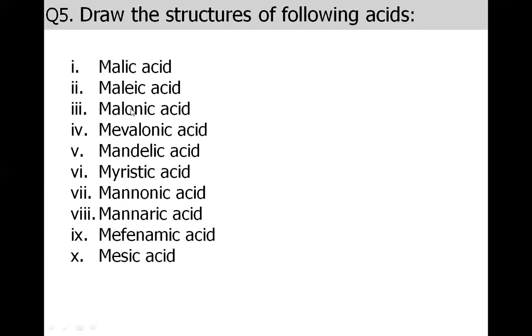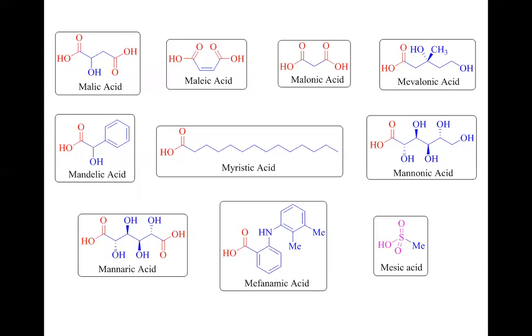So malic acid, maleic acid, malonic acid, mevalonic acid, mandelic acid, myristic acid, mannonic acid, mannaric acid, mefenamic acid, and mesic acid. So the structures of these acids are these. First of all, let us discuss the malic acid.